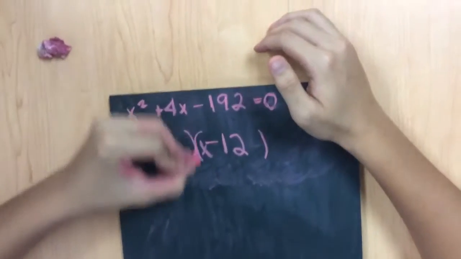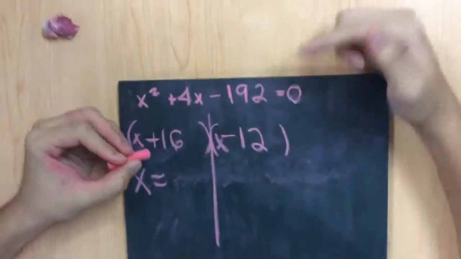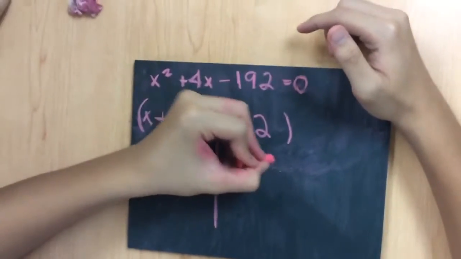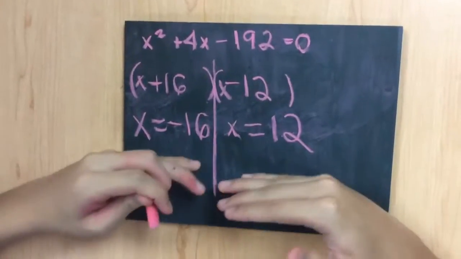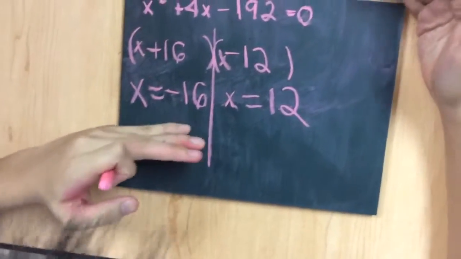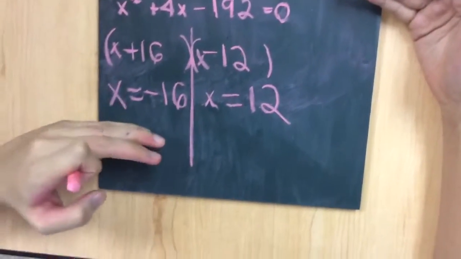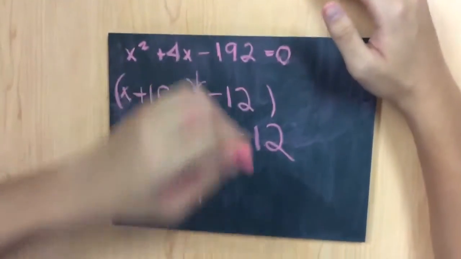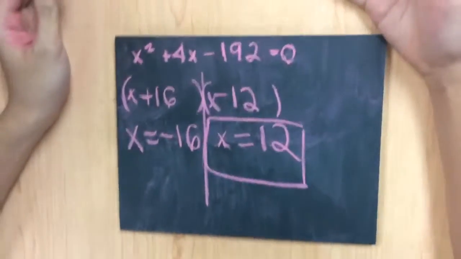So, just split them into two factors. For x plus 16, you transpose 16, so it becomes x equals negative 16. And for x minus 12, it becomes x equals positive 12. Since we now have the values of x, we have to pick one of them. Since x equal to negative 16 is a negative number, you have to disregard that because there are no negative ages. So, we have x equal to 12, which should be your age. Oh, yeah, I am 12. Yeah, you are 12.